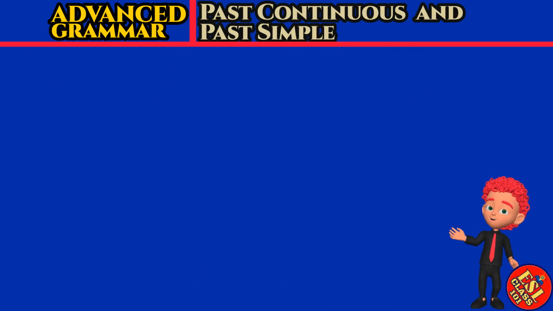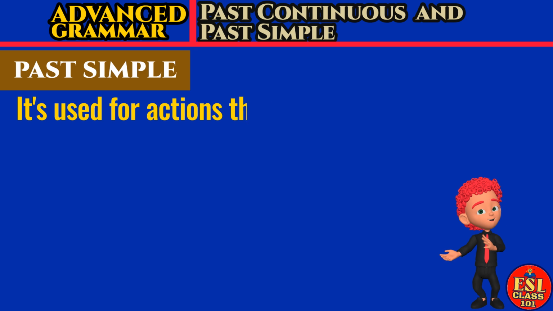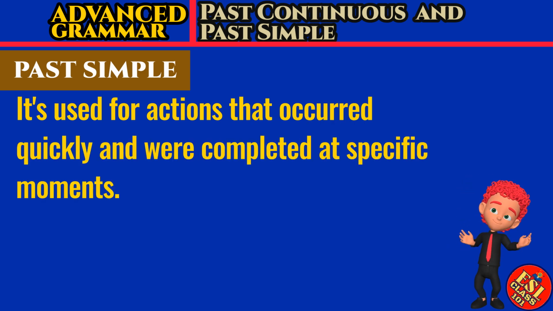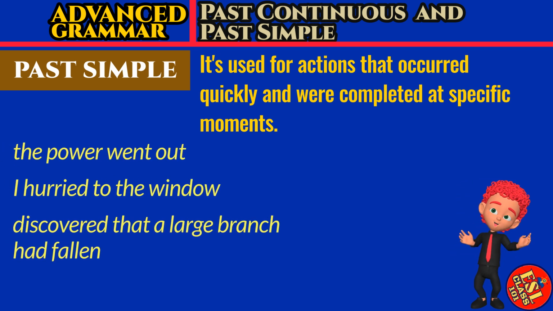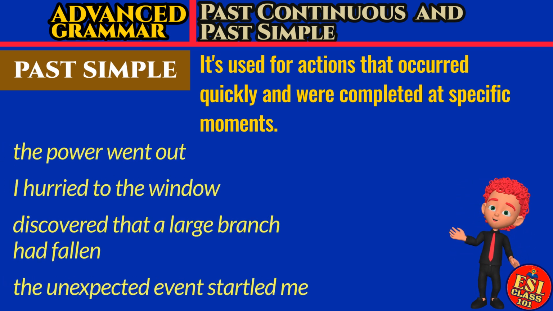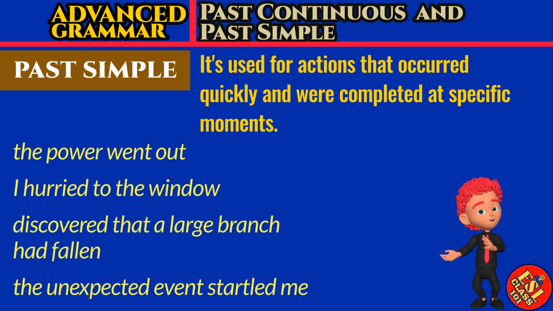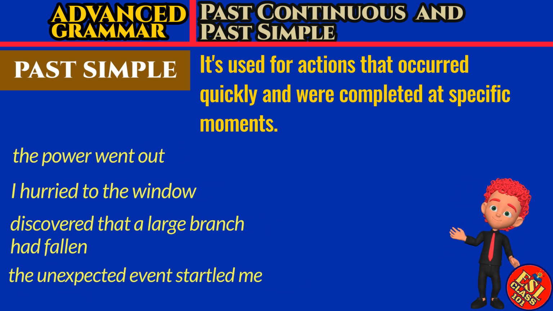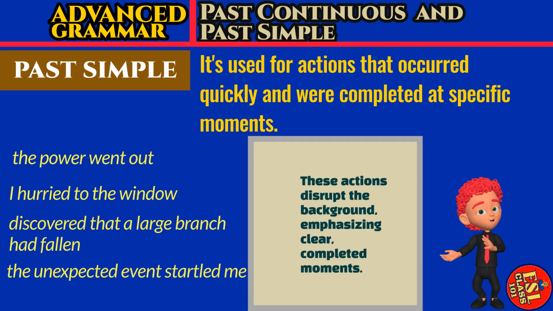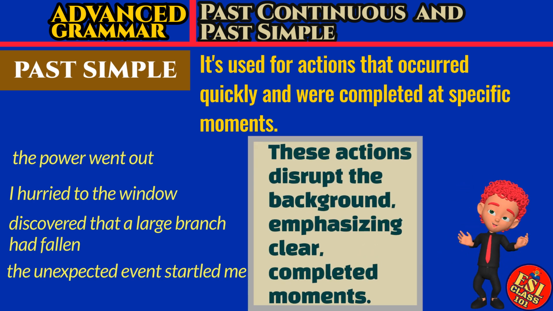The past simple is used for actions that occurred quickly and were completed at specific moments. In the narrative, events such as, the power went out, I hurried to the window, discovered that a large branch had fallen, and, the unexpected event startled me, are presented in the past simple. These actions interrupt or punctuate the ongoing background, highlighting precise, finished moments in the story.